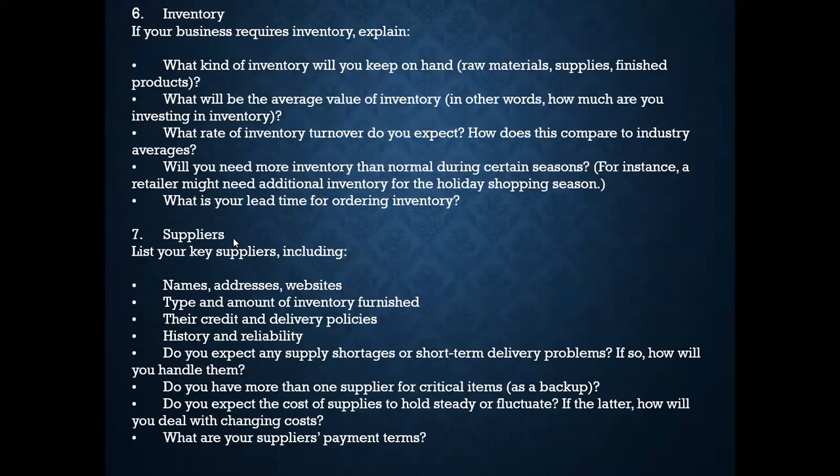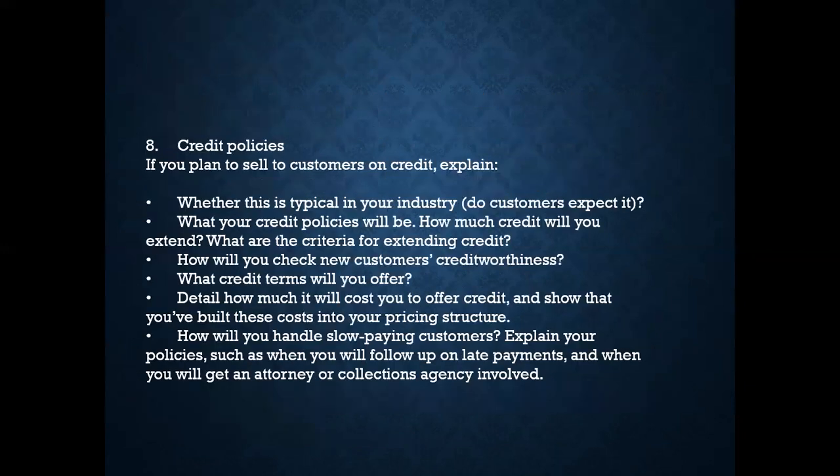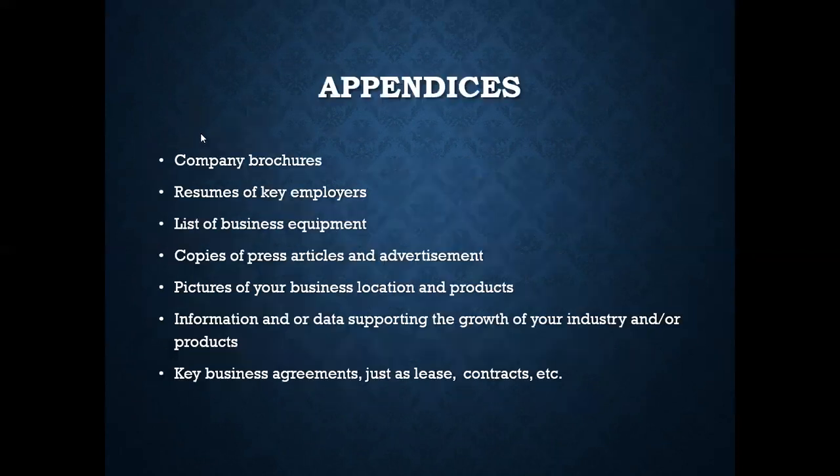The other thing in your operational plan, you should be able to talk about your inventory, your supplies, your suppliers. You also should be talking about what your credit policy is. Can people do returns, and what's your return policy? Your appendix should include your company brochure, resumes, list of business equipment, copies of press articles, pictures of your business location, and key business agreements such as leases and contracts.